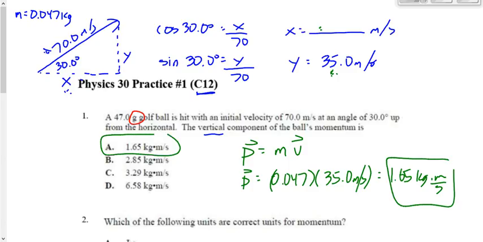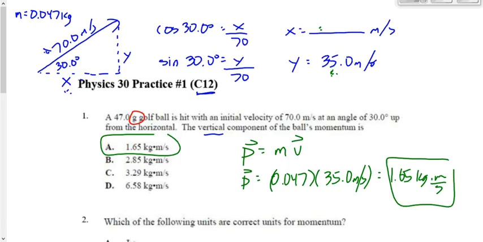Now, somebody in period 1 today asked a great question. I hadn't even thought of it, to be honest, but it was a good question. The person said, could we find the momentum saying m times v, 0.047 times 70, and then, what do you think his follow-up question was? Could you then use SOHCAHTOA and deal with the funny angle of the momentum instead of the velocity? Absolutely. Bottom line is, you got to deal with the funny angle.